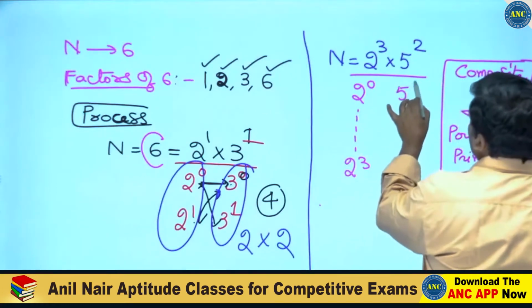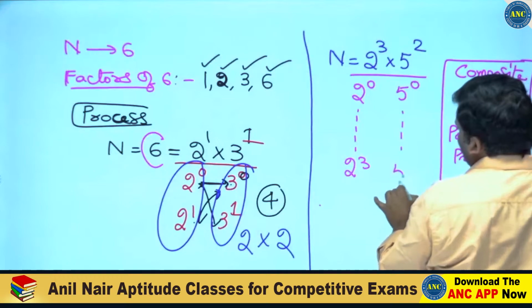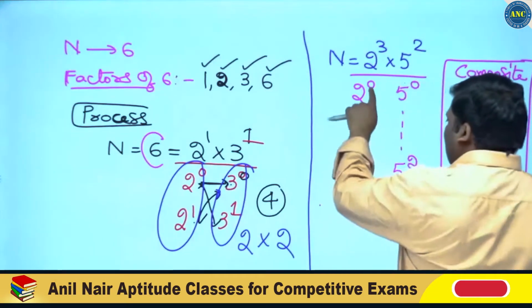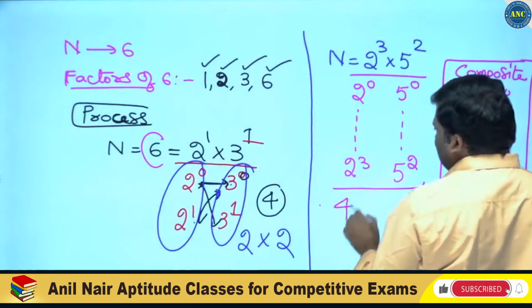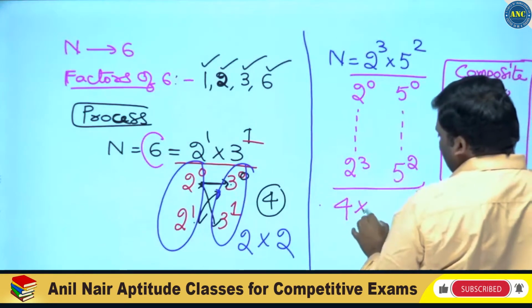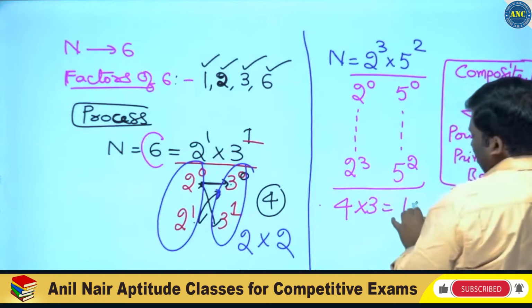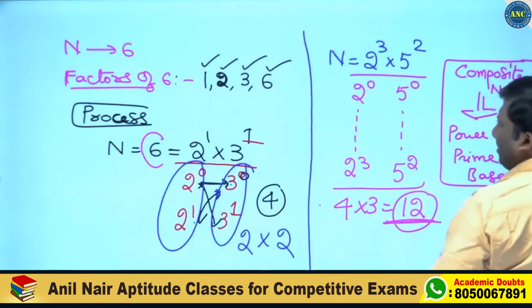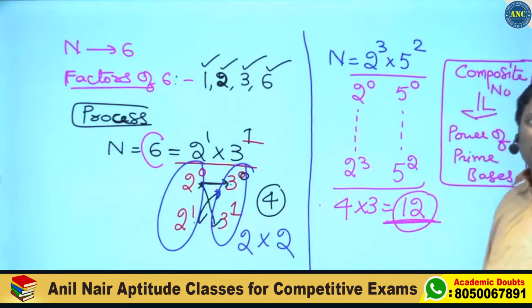Then I will go to the next number, 5 power 0 to 5 power 2. For the first prime, 0 to 3, there are 4 cases. For 5, 0 to 2, there are 3 cases. 4 into 3. Totally, how many factors are there for this number? 12 factors are there for this number.